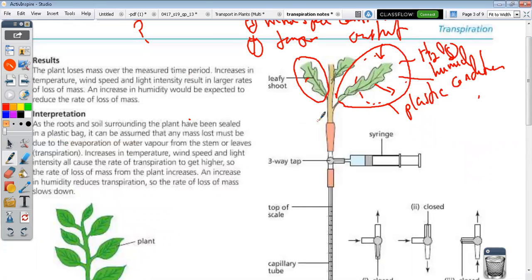What about wind speed? How do we change the wind speed? We can use a fan, correct. One, we can just expose it to natural wind, then the other one you use a fan. With the fan, you can actually test different wind speeds and check each time. So we can use a fan, that's true.